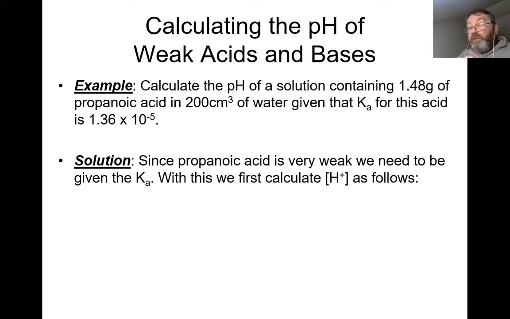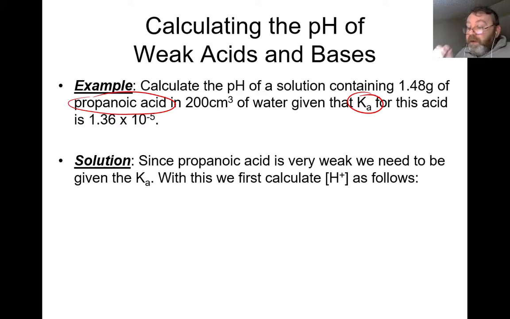Now, straight away when I read that, I notice Ka. I also know that propanoic acid is a very, very weak acid. Propanoic acid, as we know, is a carboxylic acid, and it has 3 carbons. But it's very, very weak. It's an organic acid, so it's going to be a weak acid. Don't need to know its structure, but we just need to know it's a weak acid.